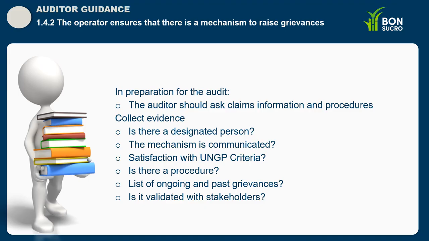In preparation for the audit, before the audit the auditor should ask for claims, information, and the procedure of the mechanism, collecting the evidence. He needs to be sure if there is a person designated to manage this mechanism, if the mechanism is communicated to stakeholders, if it satisfies UNGP criteria in terms of time frame and opportunity of the system, if there is a procedure to implement these mechanisms, if there is a list of ongoing and past grievances to evaluate them, which of them are open and which of them are closed, and if it is validated with stakeholders. It means that by calling those stakeholders, they can validate that the system works and they have trust in this system.